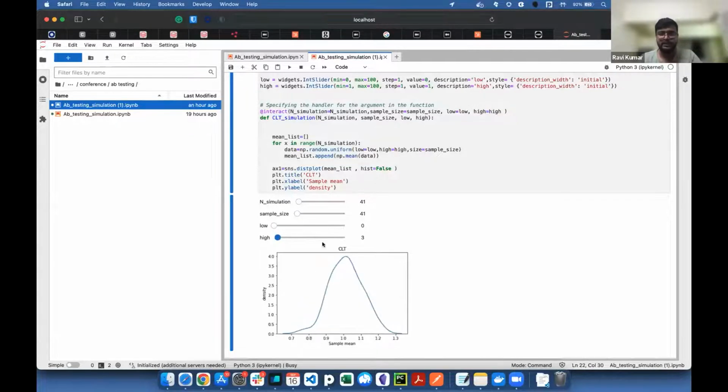If you see here, the curve has a very high standard deviation and is not very matured. But if I increase the sample size here and increase the number of simulations, you can see that our standard deviation has gone down and we have a better curve here. So that's what the central limit theorem is doing here. Let's go to the next part.